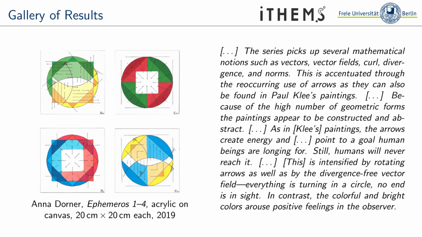Still, humans will never reach it. This is intensified by rotating arrows as well as by the divergence-free vector field. Everything is turning in a circle, no end is in sight. In contrast, the colorful and bright colors arouse positive feelings in the observer.